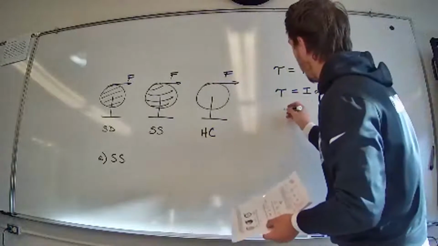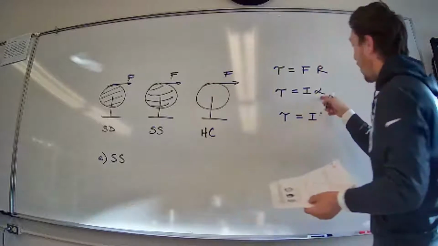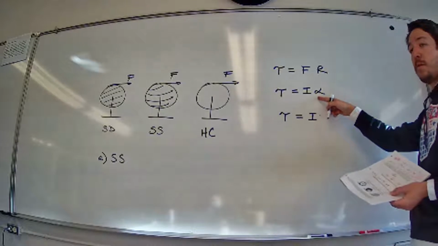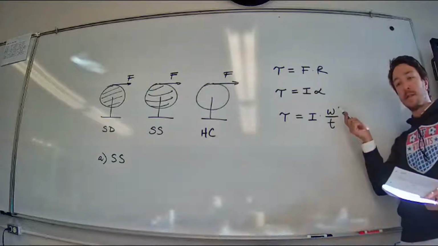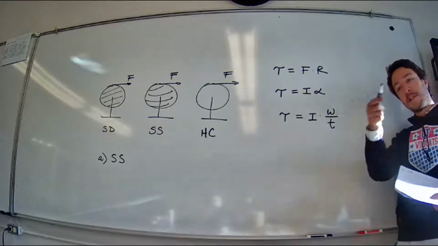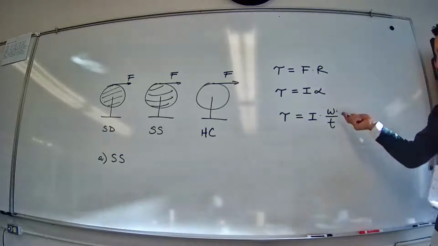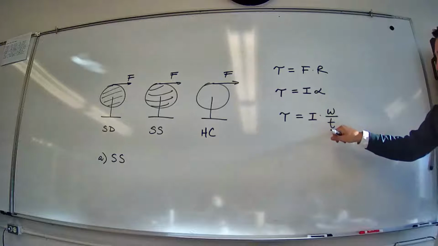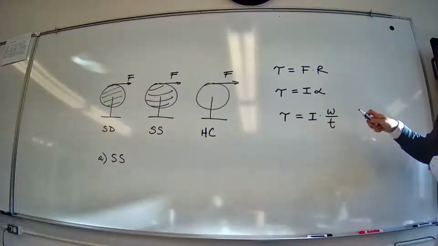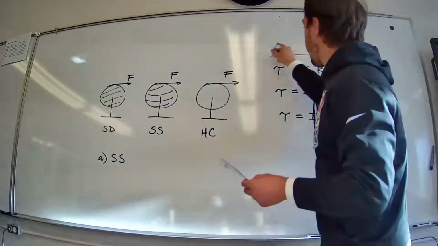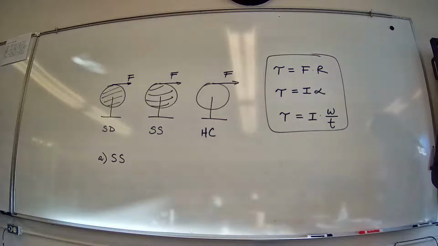So I might rewrite this alpha as the change in omega over time. And since it started at 0 omega, the change in omega is just omega, the final omega. So again, looking at this, if this is the same and this is the same, then the smaller this is, the bigger this will be at the end. Okay? So these together give us the answer to part A.